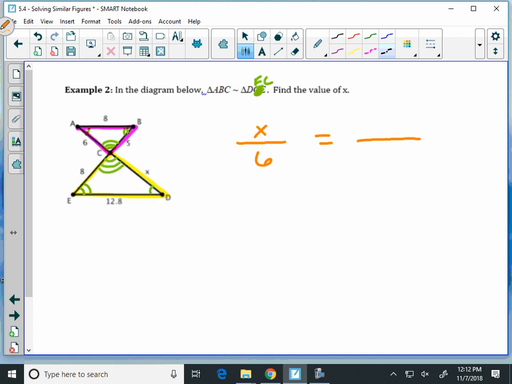8 or 12.8? 8. I like 8 too, because it's not a decimal. Easy to work with. So I have to put 8 in the top. x is in the top. 8 has to go in the top. It is equal to which side in the other triangle matches up with 8? 5. 8's in between 2 and 3. 5's in between 2 and 3. And then cross multiply.